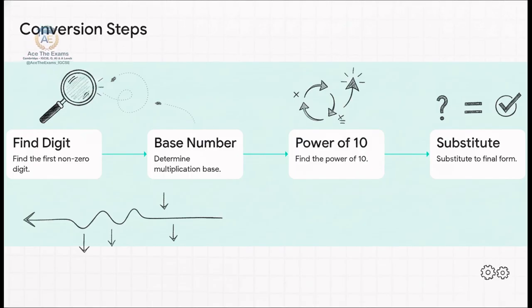We follow a strict four-step standard form sequence. Find the first non-zero digit, determine the multiplication base, find the power of 10, and substitute for the final form. But the key question you've got to ask yourself immediately is this: does this process involve dividing or multiplying by 10 to get the power? Well, because our original number is so small, we know for sure division by 10 is involved.